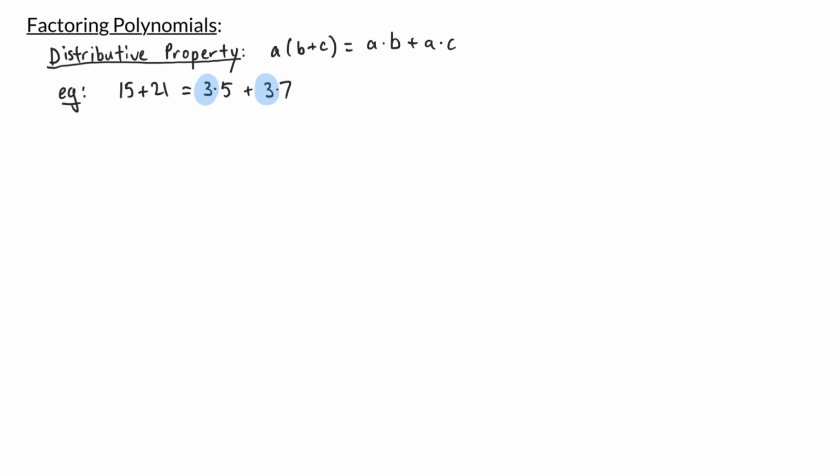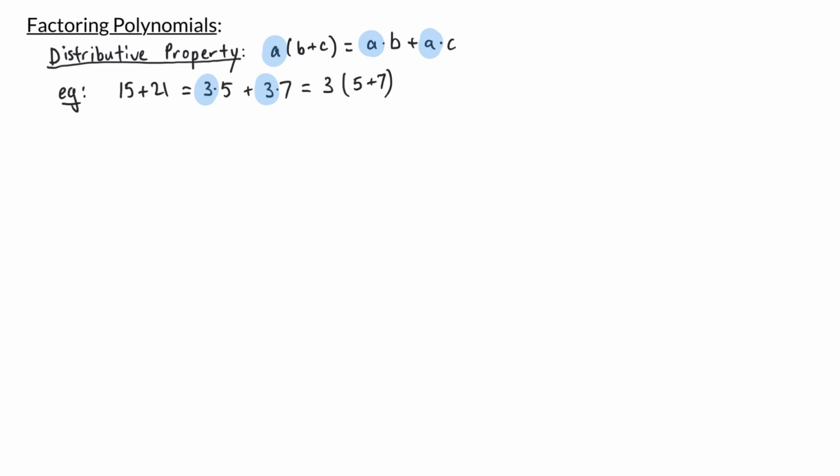Now let's go back to the distributive property. On the right-hand side of the equation, notice that the things that we're adding up have a common factor of a. So if we use the distributive property the other way, what we can do is take the a and pull it out and write it as a times (b plus c). So we're going to do something similar for our real numbers here. Using the distributive property, we can pull the 3 out and write this as 3 times (5 plus 7).